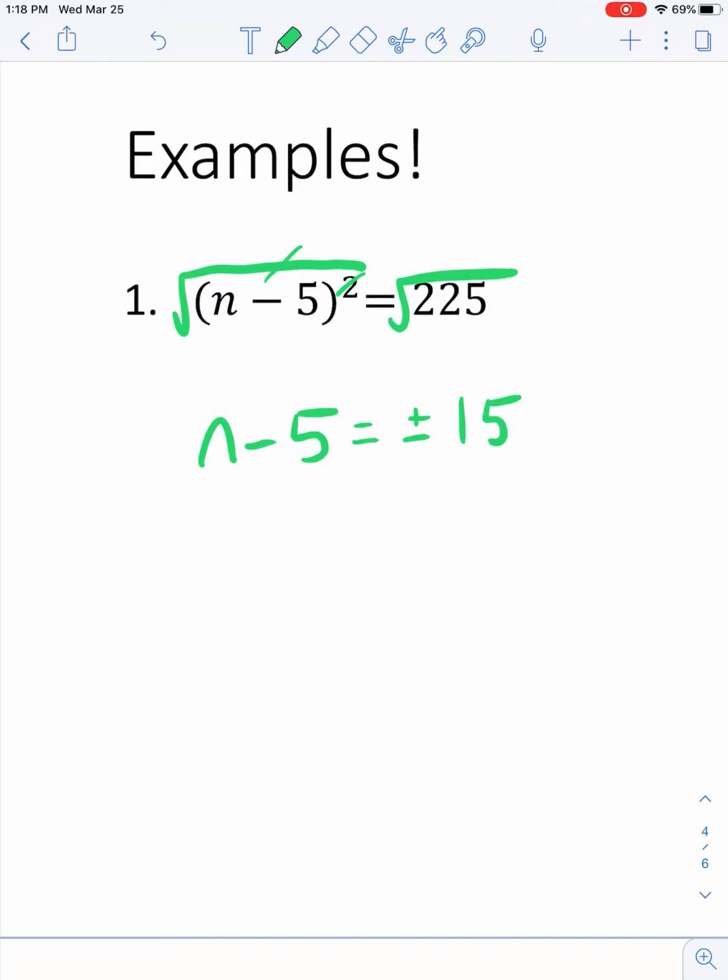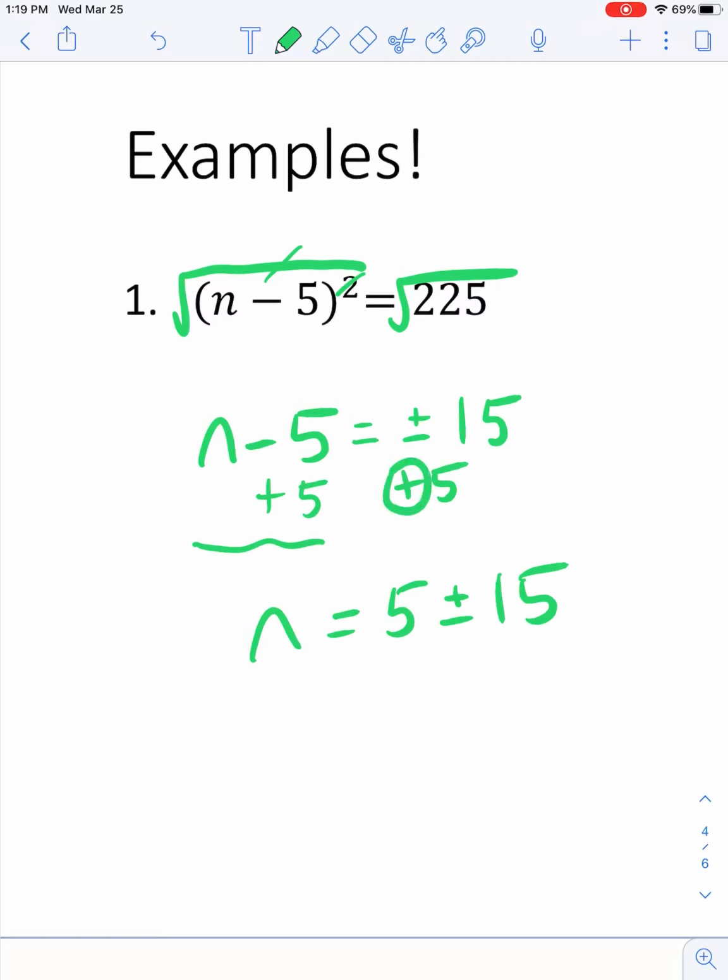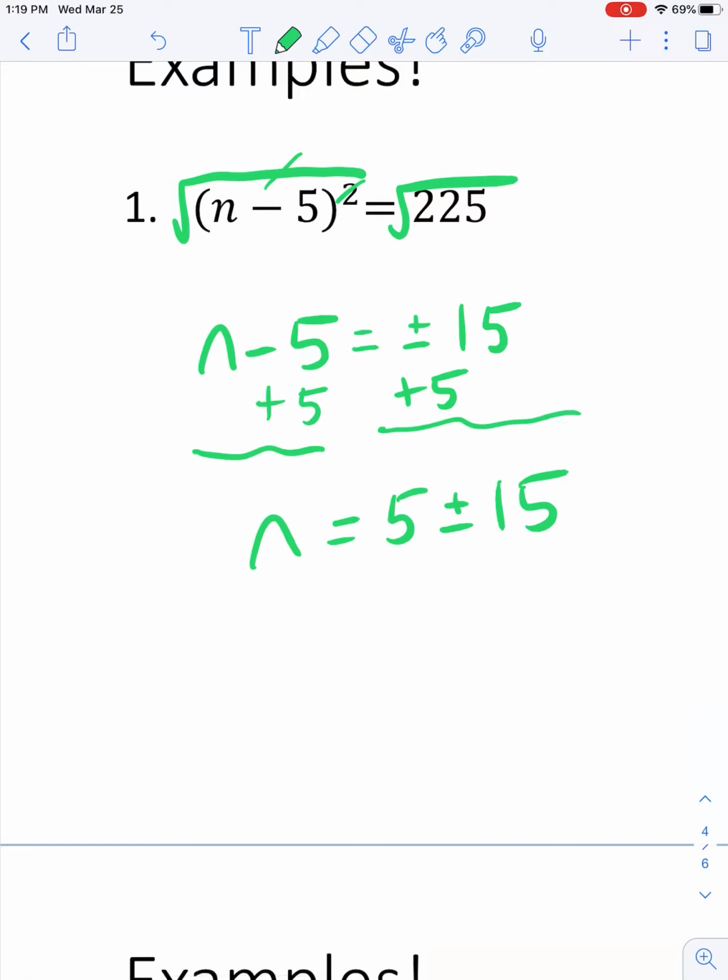Now, trying to solve n minus 5 equals plus or minus 15, we still need to get this n alone. So we're going to add 5 so the n gets alone. This does not become plus or minus 20. Instead, it becomes positive 5 plus or minus 15. The 5 isn't wishy-washy, it's just a positive 5, where the 15 is both a plus and a minus 15. So we're going to write it like this.